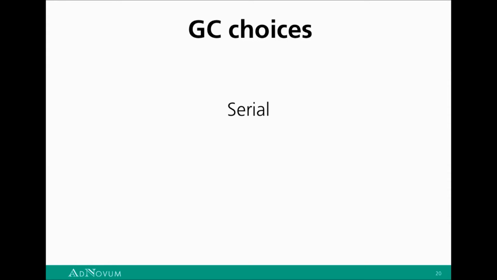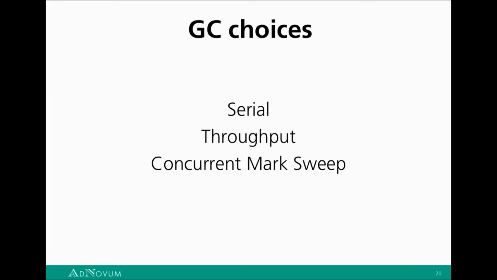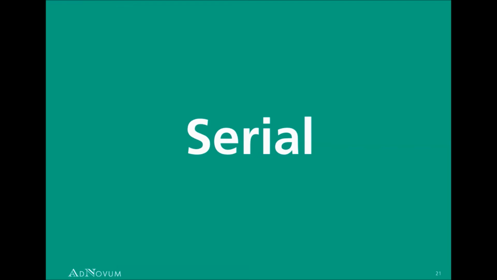Oh, just first list the available choices, why not? First one is the serial garbage collector, which is as simple as it sounds. The throughput one, optimized for, wow, throughput, who would have thought. Then the concurrent mark and sweep algorithm, known as CMS, and the garbage first algorithm, finally known as G1. All right, so let's see what all those fancy acronyms and terms mean.